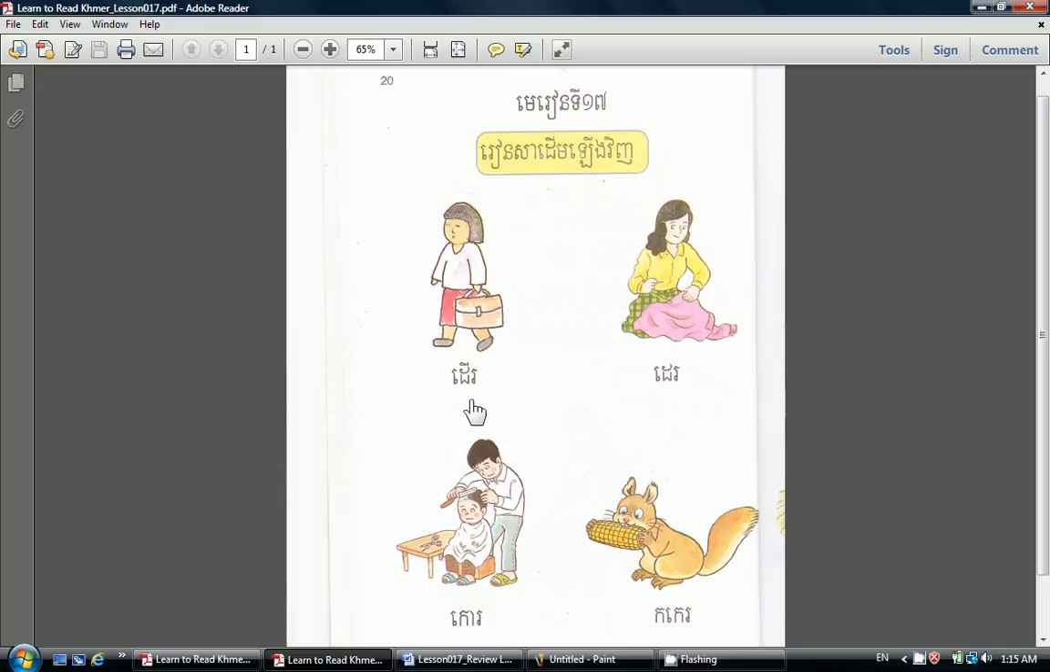Okay, this first picture reads ដើរ which means to walk. Second picture reads day, which means to sew. The third picture reads gao, which means to shave. And the fourth picture reads gao gay, which means to gnaw at. Okay, so we have now completed our review from lesson 10 to lesson 16.